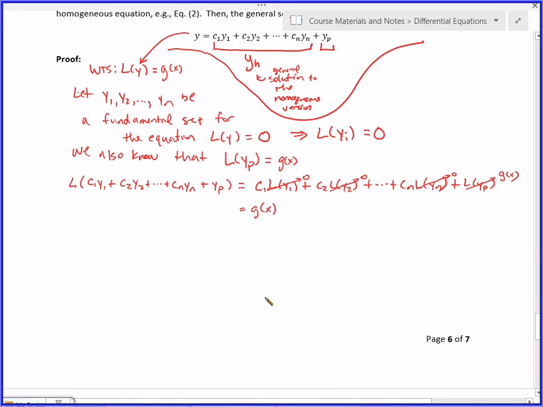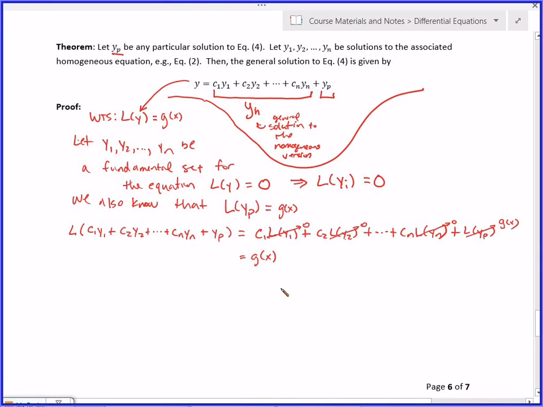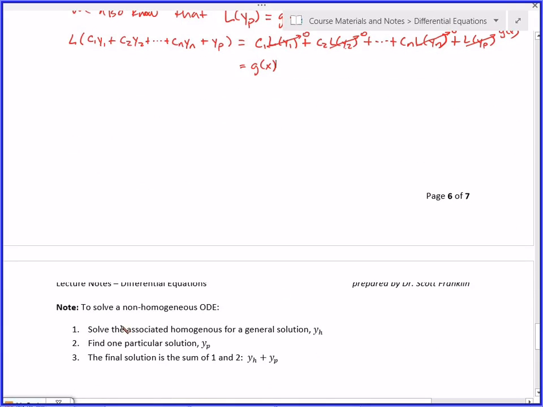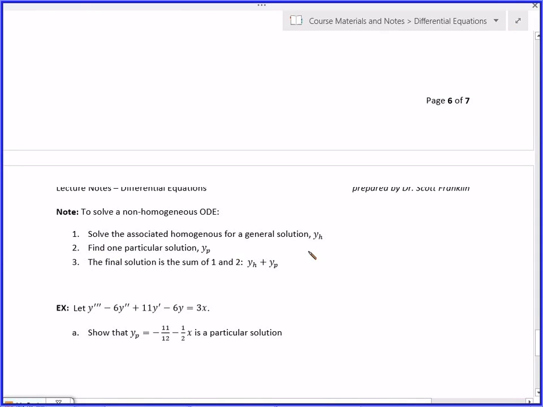Okay, so what this theory tells us we can do is, in order to solve a non-homogeneous equation that looks like that, we've got to find the homogeneous solution in general, and then we've got to find one particular solution. Okay? So to solve a non-homogeneous ODE, top of page 7, are the steps. Solve the associated homogeneous, then find one particular solution, and then the final solution is the sum of those two. That is the general solution plus that one particular solution.